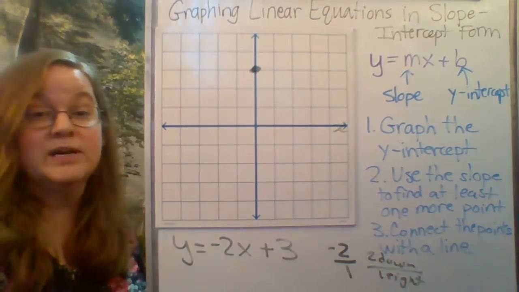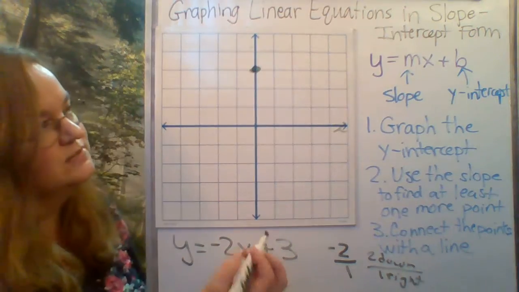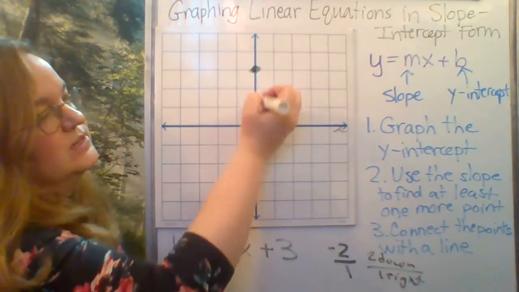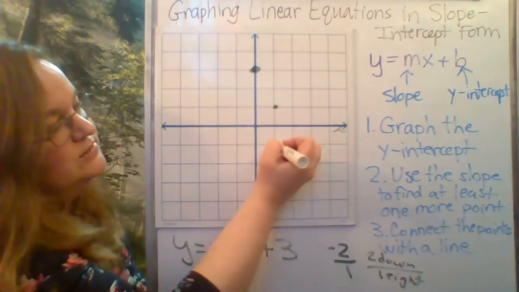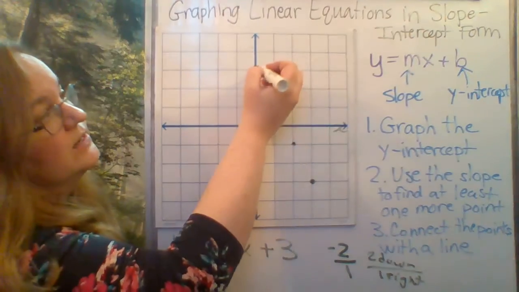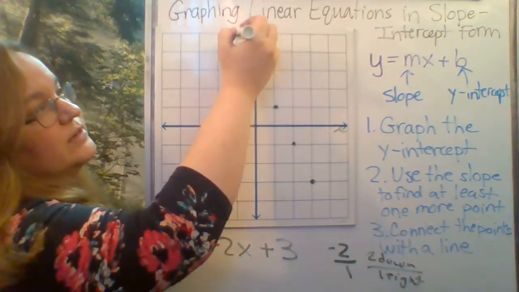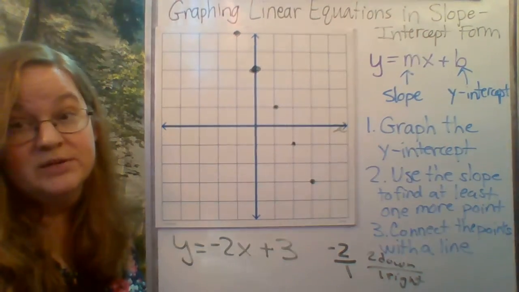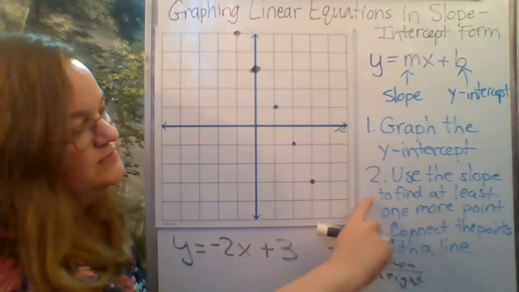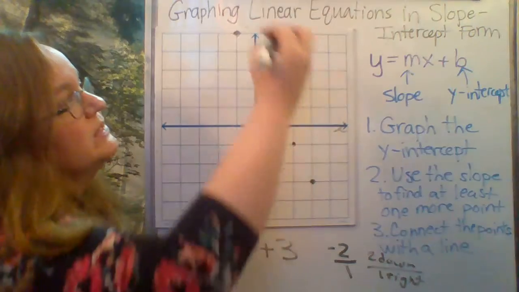For all the other cases, I was going up when it was positive. Now that I have a negative number, instead of going up 2, I'm going down 2. So down 2, 1 to the right. Down 2, 1 to the right. Once I have that pattern, I could go backwards as well in order to get some points the other way. And then after I've used the slope to find more points, I'm going to connect them with a line.